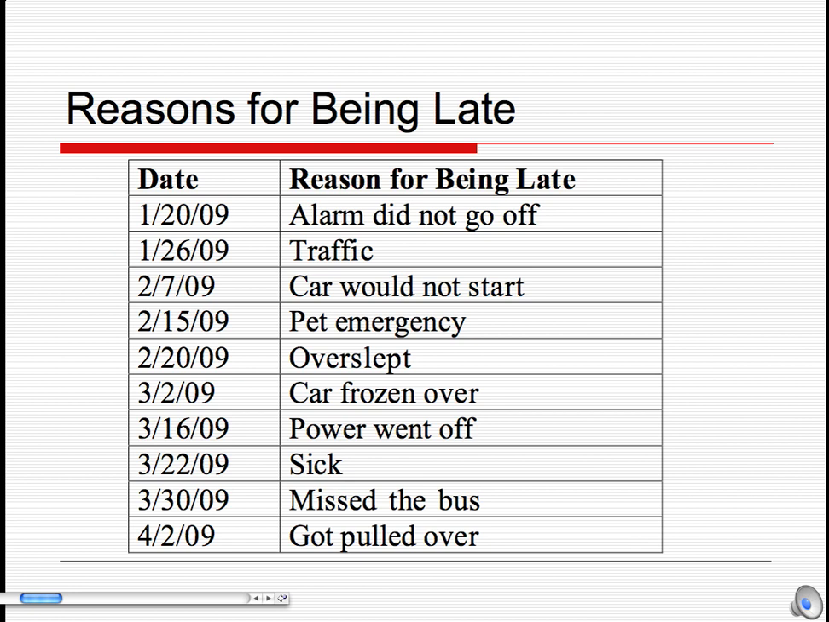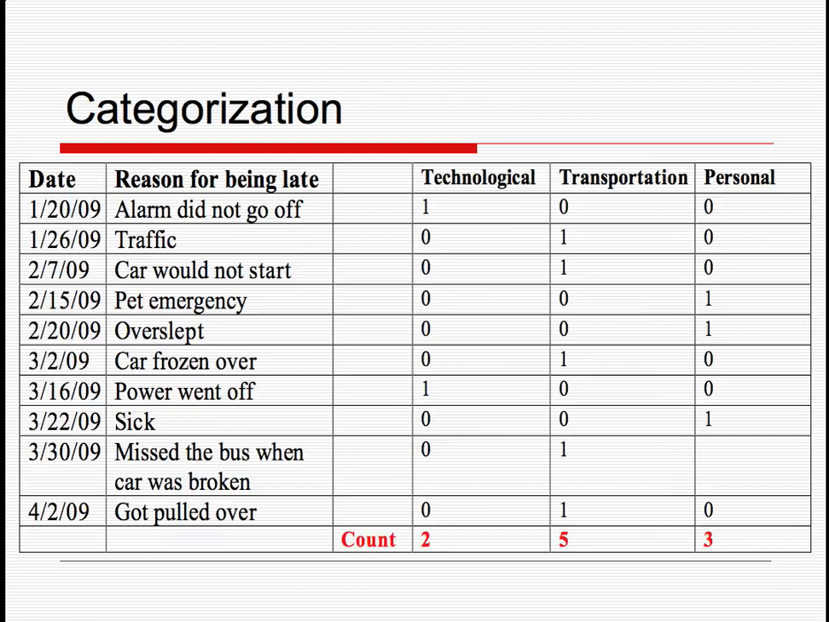Here is a chart of the incidences in which the subjects were late to work. The left column has the date of the incident, and the right column indicates the cause of the occurrence. This chart shows how we have now categorized the incidents into three categories for the causes of being late to work. These are technological reasons, transportation reasons, as well as personal reasons.